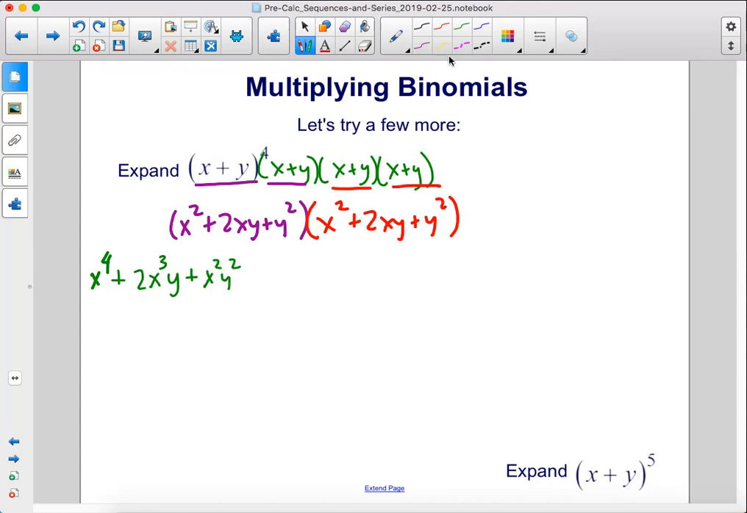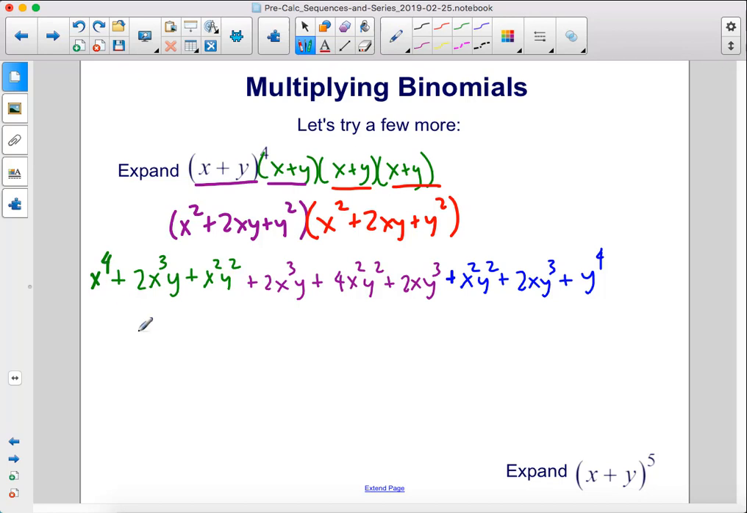Now I'm going to move on to this term here. 2xy times x squared is 2x cubed y. 2xy times 2xy is 4x squared y squared. 2xy times y squared is 2xy cubed. Now I'll move on to the third term. Y squared times x squared is x squared y squared, plus y squared times 2xy is 2xy cubed, plus y squared times y squared is y to the fourth. All right, so now we simplify.